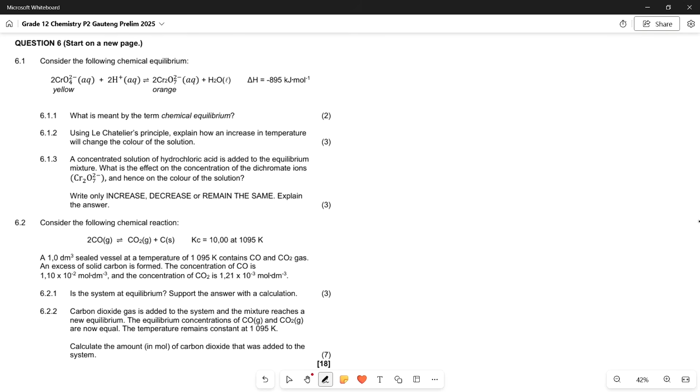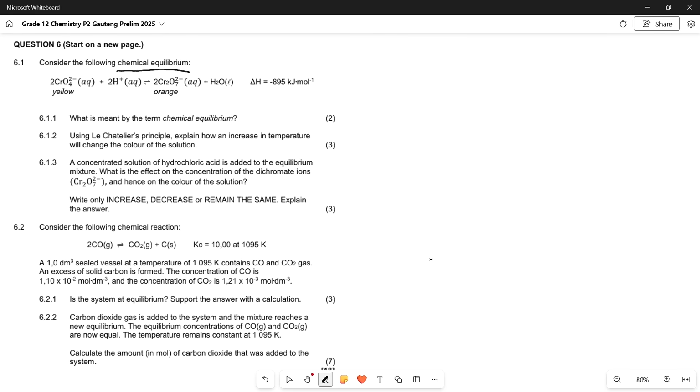Question 6, chemical equilibrium. So question 6.1 says, consider the following chemical equilibrium. So we have our 2CrO4 2 negative aqueous solution. They're telling us that the solution is yellow when there's more of this present. We also then have 2H plus aqueous solution, and we have our double arrows implying chemical equilibrium, which means that the reaction can go both ways, either forward or backwards. And then we have Cr2O7 to the 2 negative, and when the solution is orange, there will be more of this present. And that is also an aqueous solution, plus H2O liquid is just a byproduct.